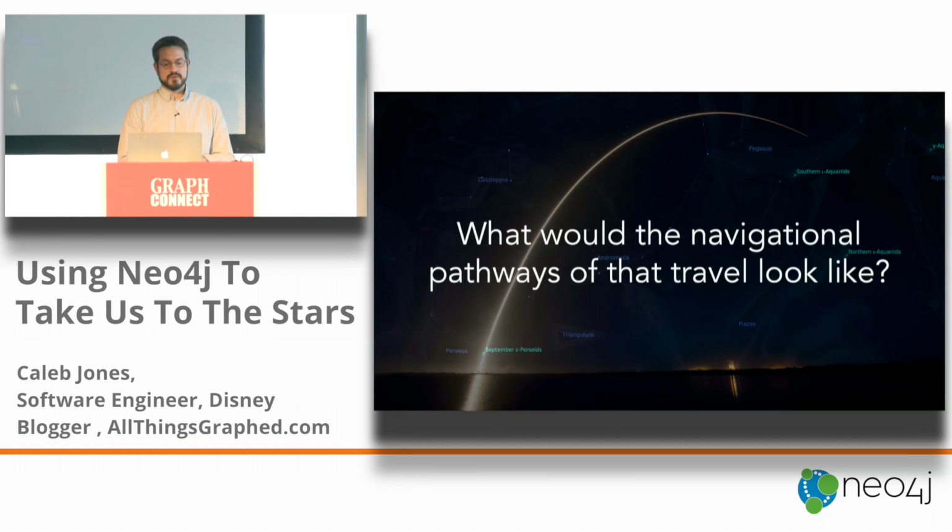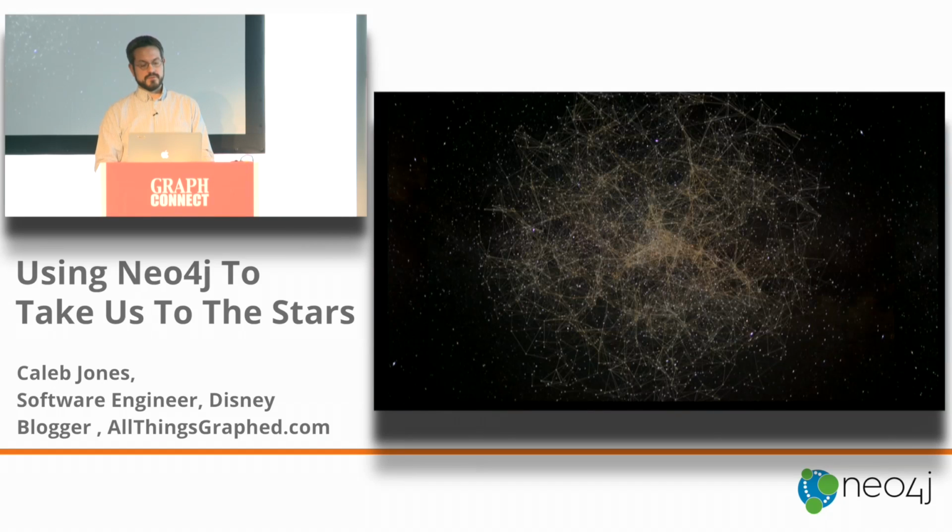What would the navigational pathways of that travel look like, right? So we've been showing little bar graphs and things like that, or line graphs. That's not a network. What is a network? Okay, so here's the first visualization of what this data set actually looks like. And maybe it looks a little bit better over here, less light. So we're right there in the center.